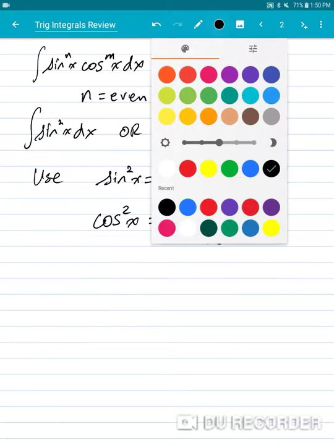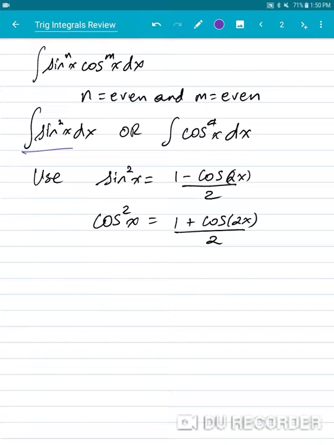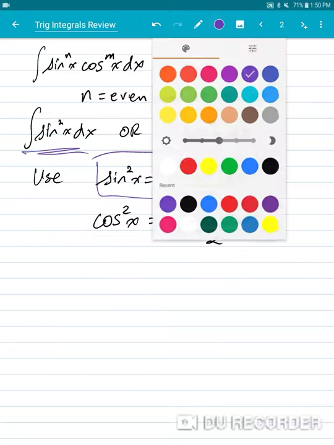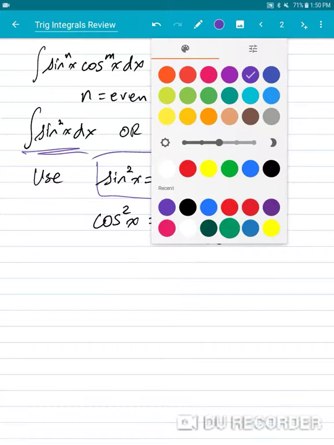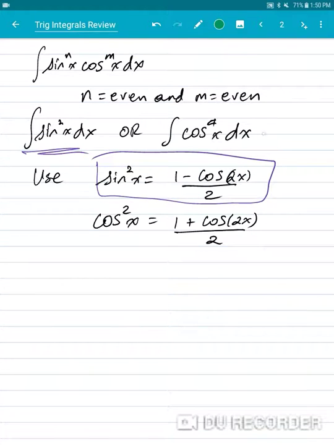So using this, we reduce the power to a lower power. And in the case of cosine to the fourth, if we use this, it reduces the power from a power of 4 to a power of 2. So I'll just look at that one.